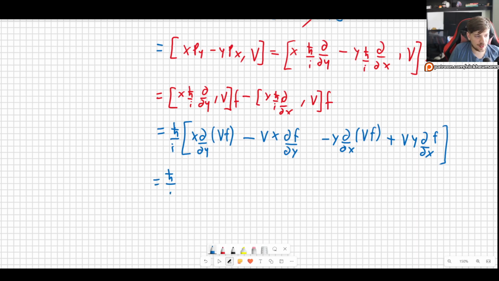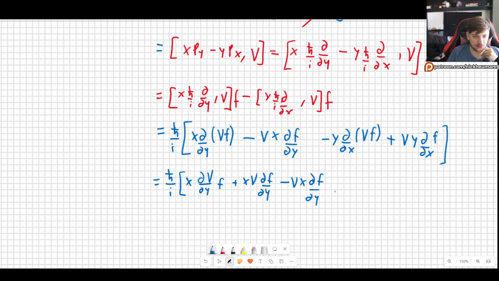So this is now h bar over i, and now we have x times, and now we apply the product rule. I think I said the chain rule before, I meant to say product. So this would be dv dy times f plus xv df dy. So this is very important. This is why we use this trial function. Otherwise, this term there wouldn't exist at all. So this is now minus vx df dy.